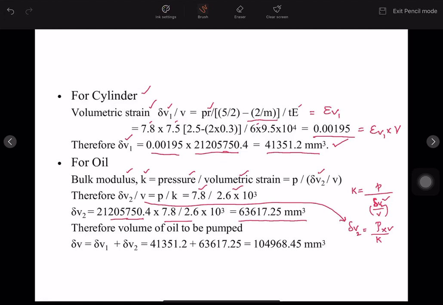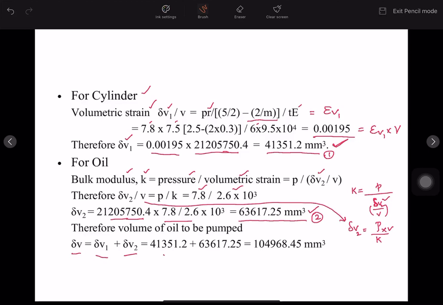Therefore the volume of oil to be pumped will be the volume of extra oil plus the gain in volume, the change in volume of the cylinder. If we add these two, 1 and 2, again the cylinder will get filled with the oil. That is why we need to add 1 and 2. So delta V is equal to delta V1 plus delta V2.